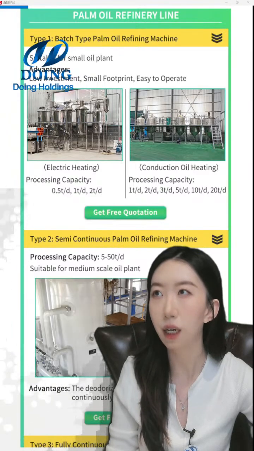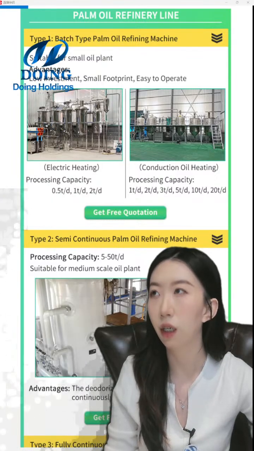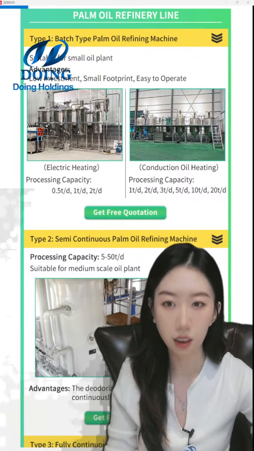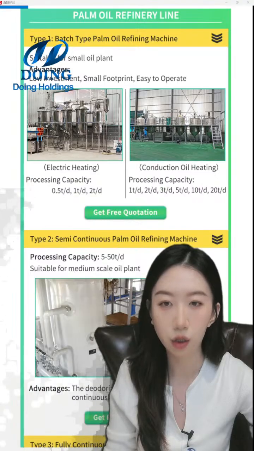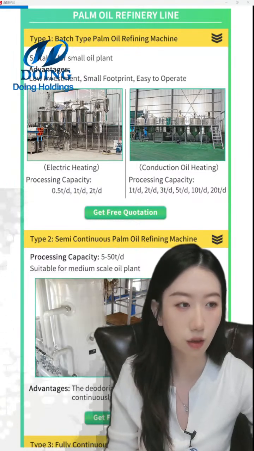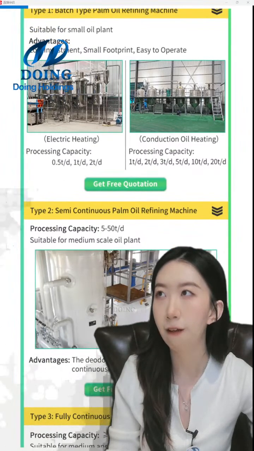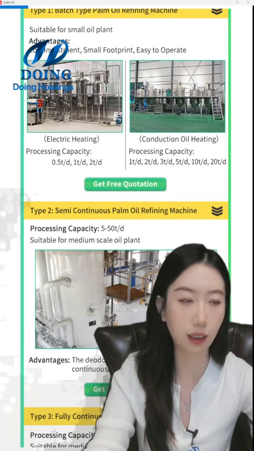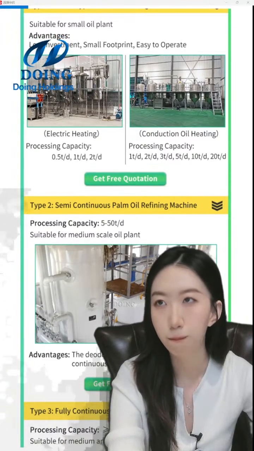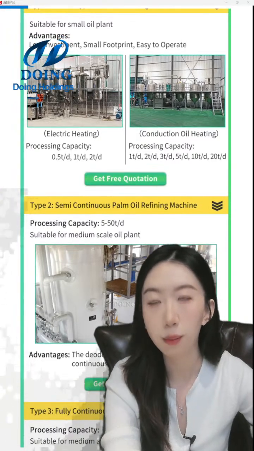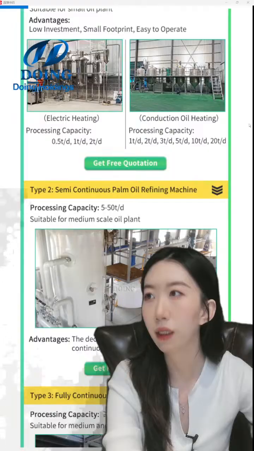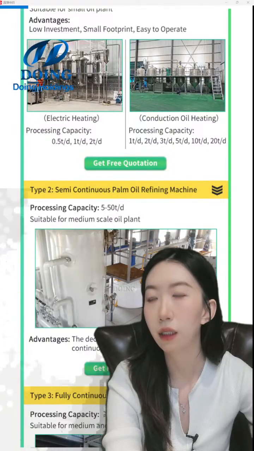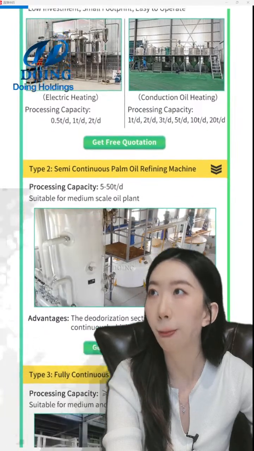We have a batch type palm oil refining machine. Its capacity is less than 20 tons per day. And we have an electric heating system and a conduction oil heating system that we can provide for you.